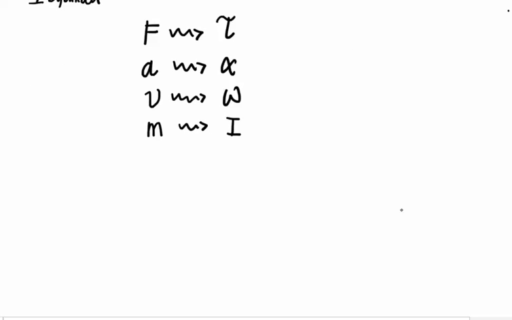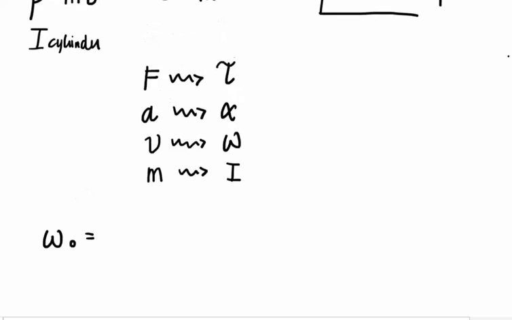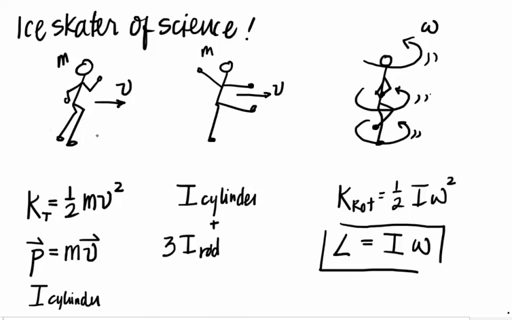All right, so let's look at this. What was her initial angular speed? She was moving along a straight line on the ice. 0. What was her final angular speed? Not 0. Something.